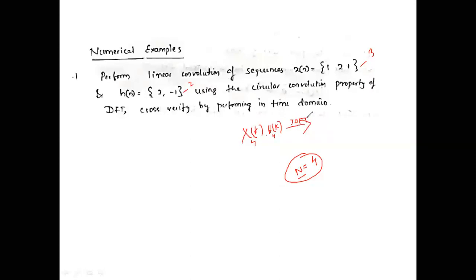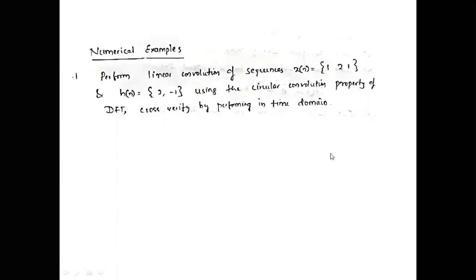I think now I have explained enough. Maybe you can give it a try. Got the method: 4-point DFT of the first sequence, 4-point DFT of the second sequence, multiply, take 4-point IDFT, and you can cross verify it by doing the normal linear convolution. So that is the first numerical. Are you clear on this? Maybe you can try these things.